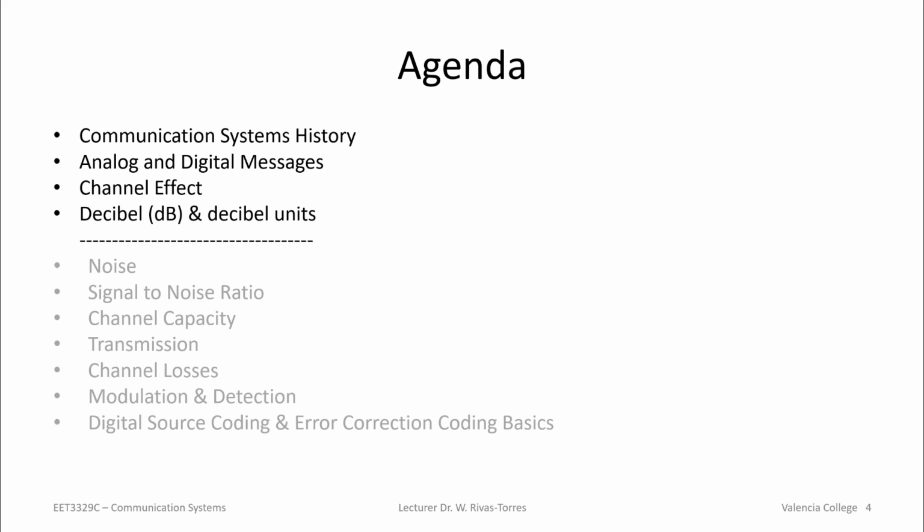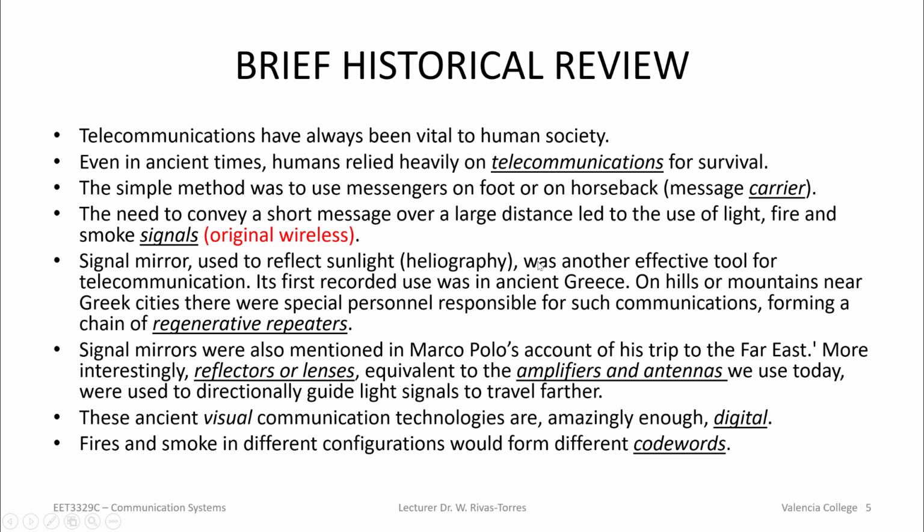Our agenda for part one will be communication systems, a brief history. We'll talk about analog and digital messages, channel effects, and decibel or dB units. So for our brief history, telecommunications has always been a vital part of human society. Even in ancient times, we've always depended on communications for survival.